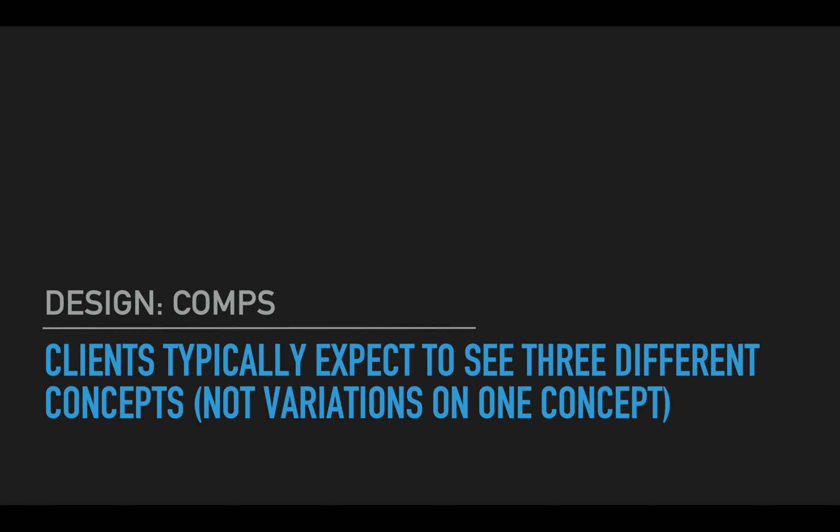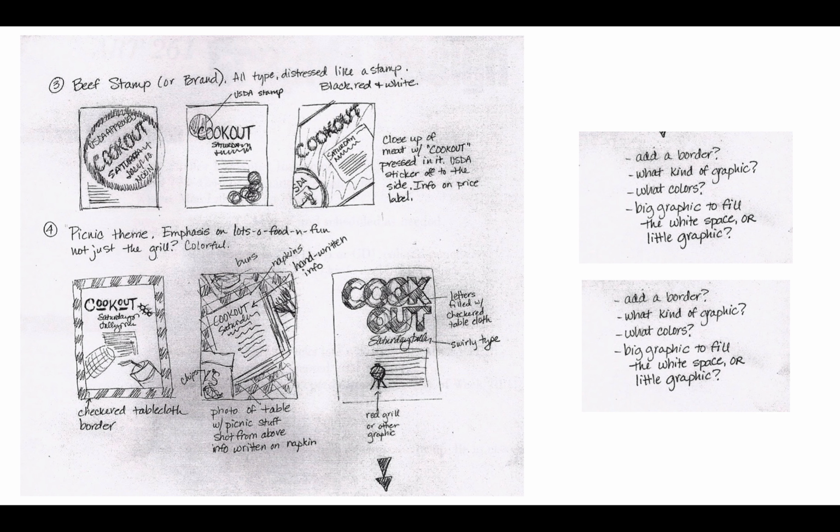Showing those different, here's approach 1, here's approach 2, here's approach 3. Not, here are 3 versions of the idea of a cookout. Right? We go along, it's 3 different concepts, not variations of one. Whereas if you go back here real quick, the picnic theme, the last one here on the bottom, I have 1, 2, 3 variations of the same theme or the same concept, but that's not it. I have to show more.